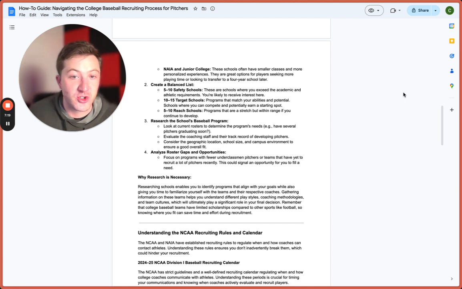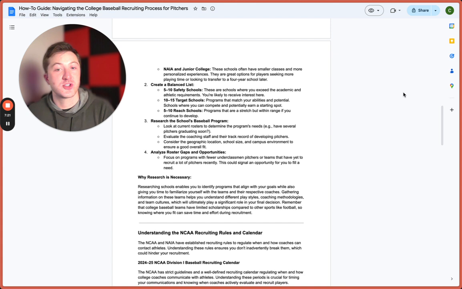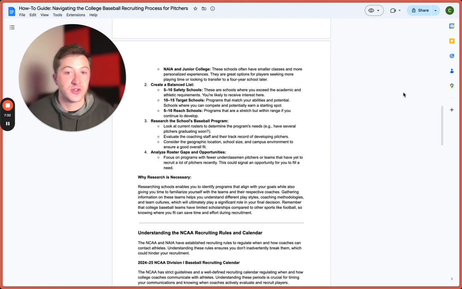Then you want to research the school's baseball program. Look at the current roster to determine the program's needs. Do they have several pitchers that are graduating soon? Evaluate the coaching staff and their track record for developing pitchers. And then consider the geographic location, school size, and campus environment to ensure it's an overall good fit.